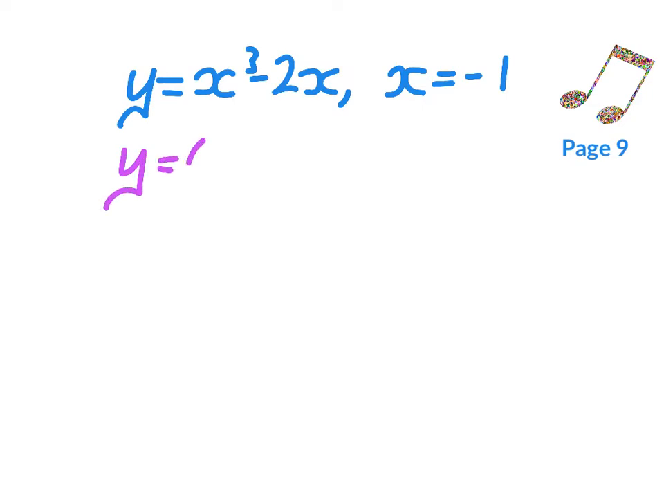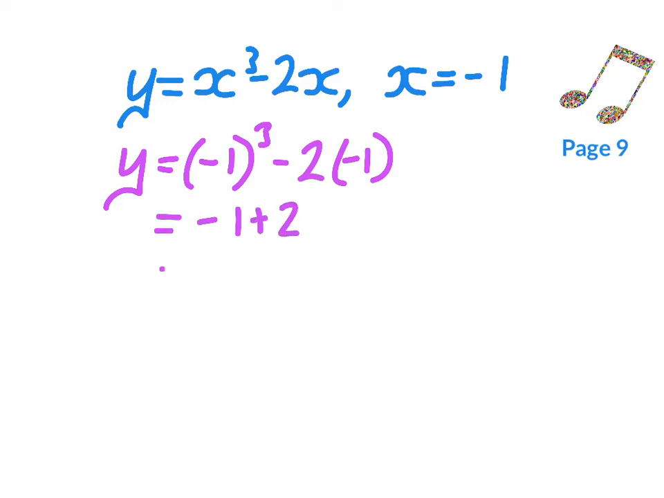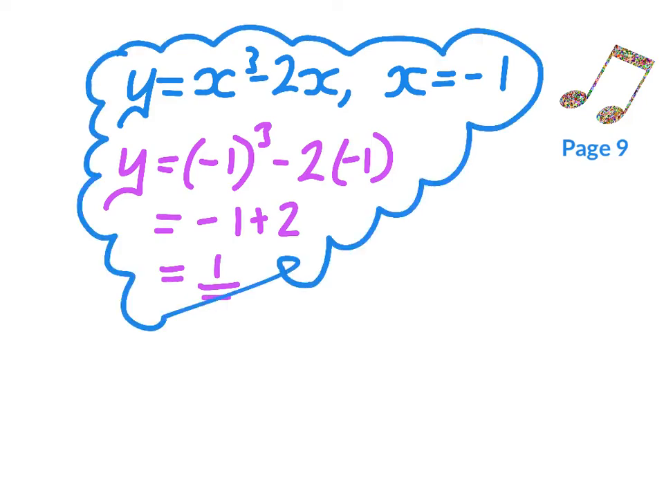So y equals (negative 1) all cubed minus 2 times negative 1. Negative 1 all cubed is negative 1. Negative 2 times negative 1 is plus 2. So I've got a y coordinate of 1. So now I've got a set of coordinates. I need to work on the gradient.